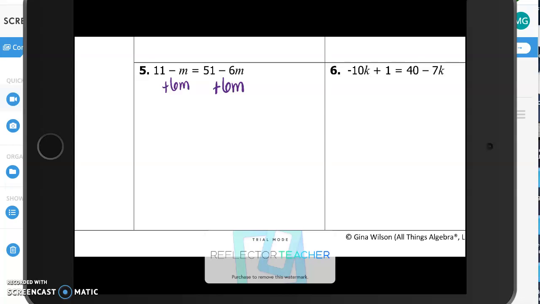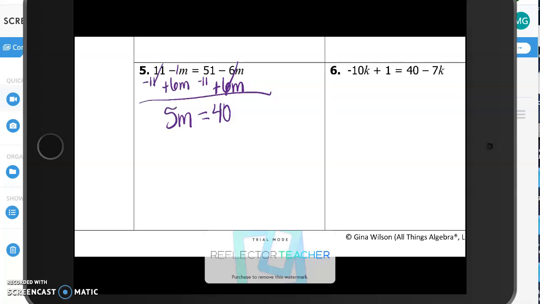So that gets rid of this one. So that means the 11 has to go to the other side. So to get rid of 11, we would subtract 11. So this is why it's really important to line up your constant terms and your variable terms. So this would be negative 1m plus 6m gives us 5m equals negative 51 minus 11 would give us 40.